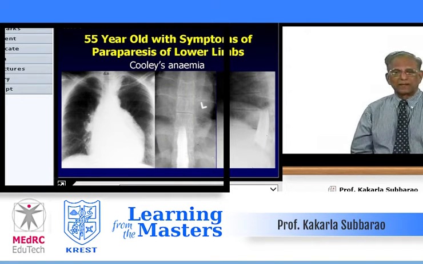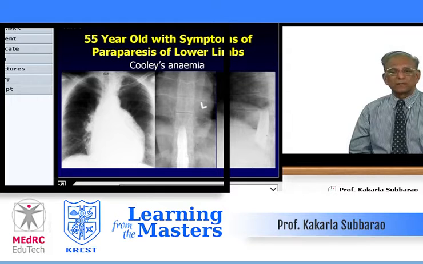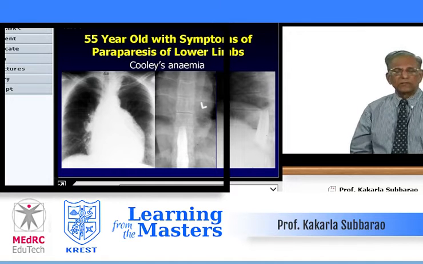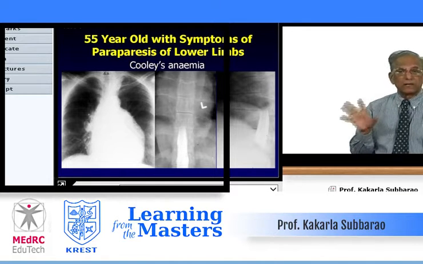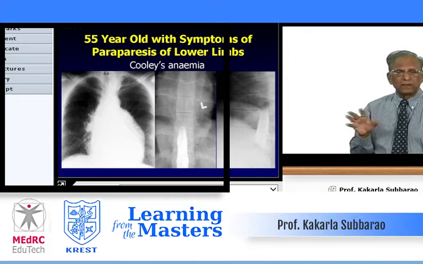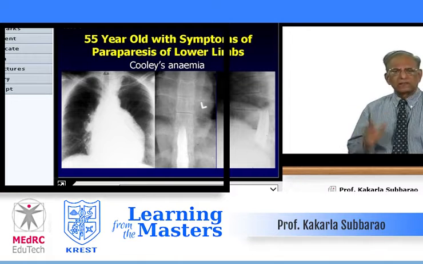Next, case number 6 is Cooley's anemia or Mediterranean anemia. What do you see on the plain film on the left side? You see a chest, heart. Behind the heart, it has got a double density. It's not the left atrium, it's much below the left atrial level. The heart is slightly enlarged. And if you look at the part of the ribs, there is some osteoporosis.